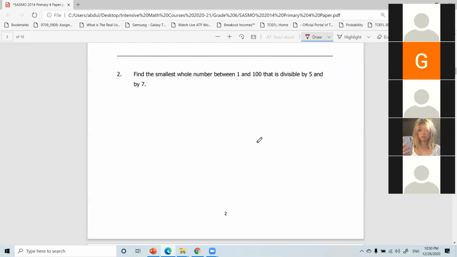35. Very good. Find the smallest whole number between 1 and 100 that is divisible by 5 and 7. Why? Because 5 and 7 don't have any common factor except 1, right? So the smallest number divisible by 5 and 7 is 35. Okay, actually, you should answer these questions in 1 minute.